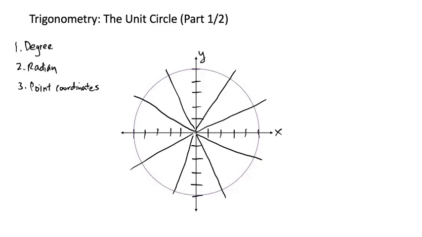Trigonometry, the unit circle, part 1. So in here, let's label the degrees. For example, from the x-axis to the first line, the degree is 30. And then from the x-axis to the second line, we have 60. From the x-axis to the y-axis, we have 90. And so on and so forth.